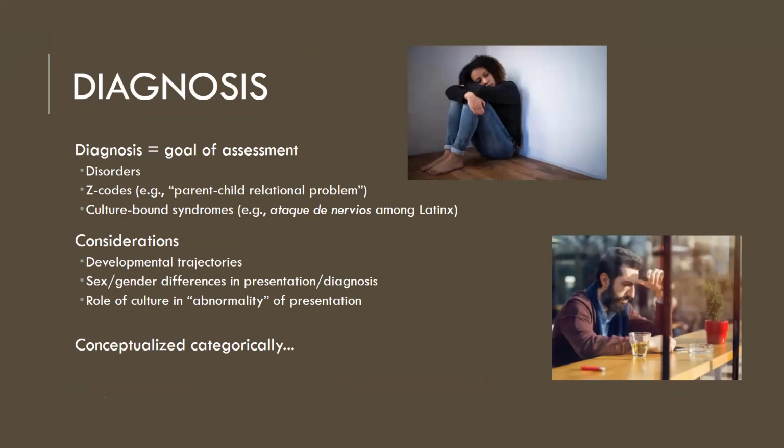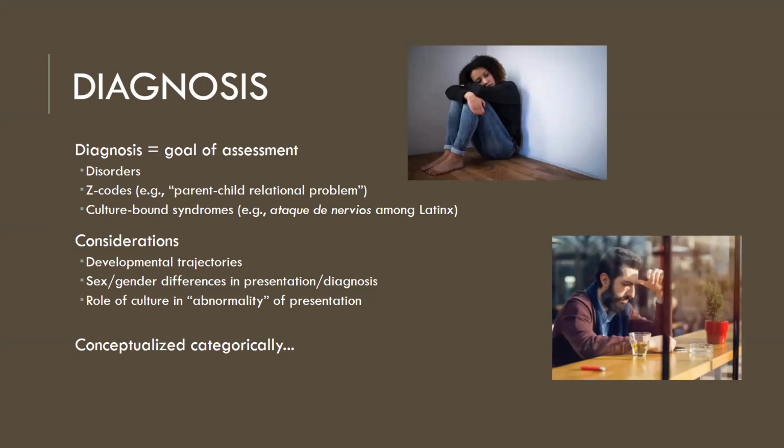Diagnosis then is the goal of assessment, and diagnosis looks a little bit different person to person. Sometimes diagnosis is determining a disorder or series of disorders that a person has. Sometimes diagnosis is arriving at Z codes that describe what's going on. Z codes are kind of cultural codes that indicate things that might be the focus of treatment, though they're not formal disorders. So we might be working on a parent-child relational problem. The child and the parent might not have diagnosable anxiety or depression, but a relational problem certainly warrants clinical attention. So sometimes Z codes are what we end up diagnosing.